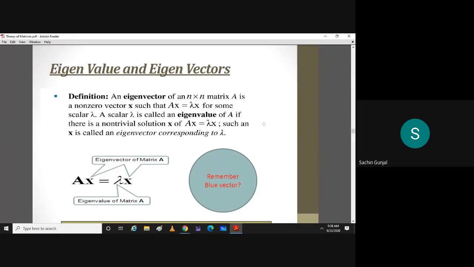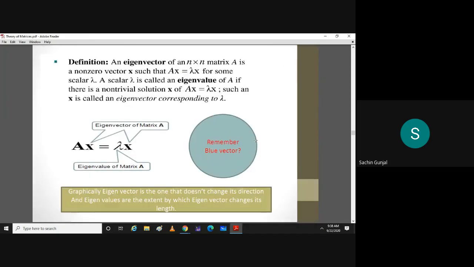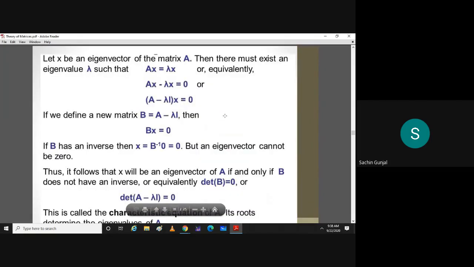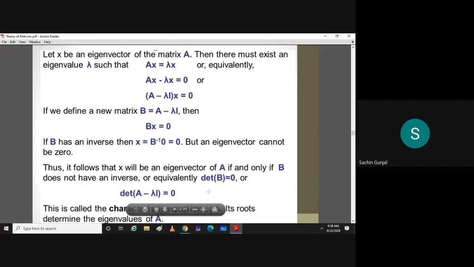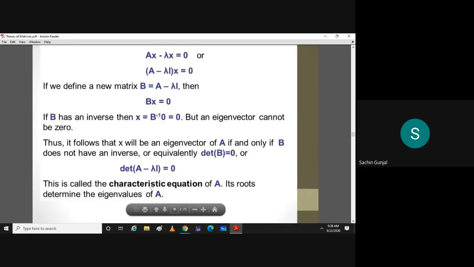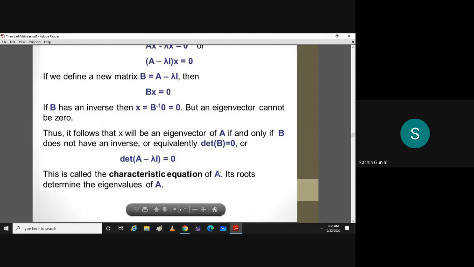Note that this capital X is always a non-zero solution, or non-trivial vector, which we are looking for. And then how to find it? You find the determinant of A minus lambda I equal to 0. Now you don't have to actually do this calculation. We have shortcuts to find this characteristic equation, and we have seen those shortcuts as well.